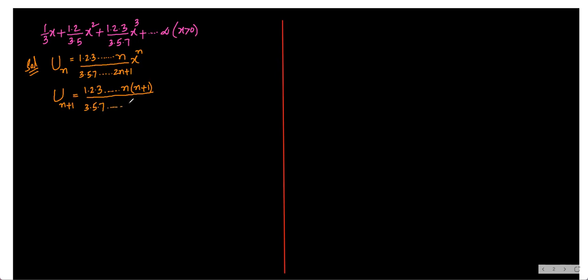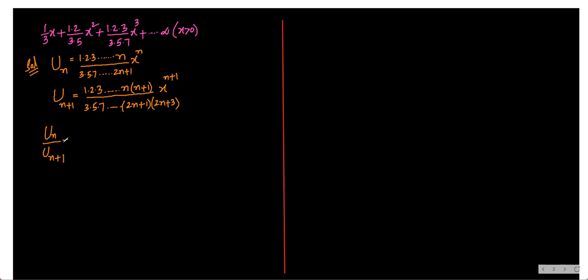It is continuing, 2n plus 1 is there and we have to write its n plus 1th term. So if we replace n with n plus 1, we are getting 2n plus 3, and here we are getting x to the power of n plus 1. Every n has to be replaced with n plus 1. Now the next step is we have to move on for finding un by un plus 1 value.